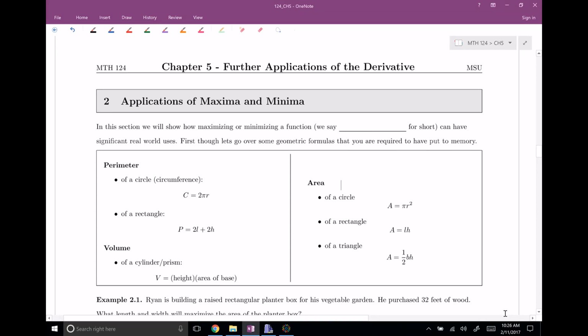Alright, welcome back everyone. Here we are in section 2. This is applications of maxima and minima. This is probably one of my favorite sections. It's admittedly quite difficult, but for a lot of reasons.